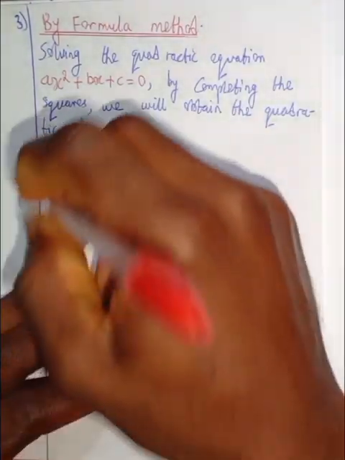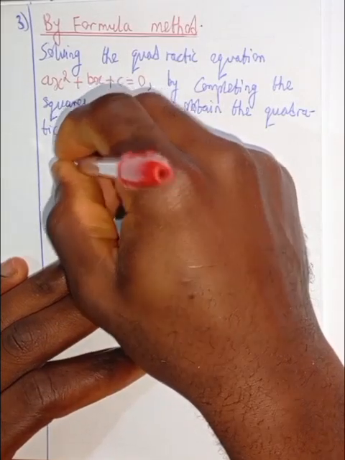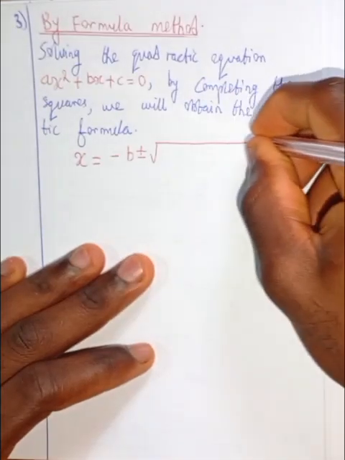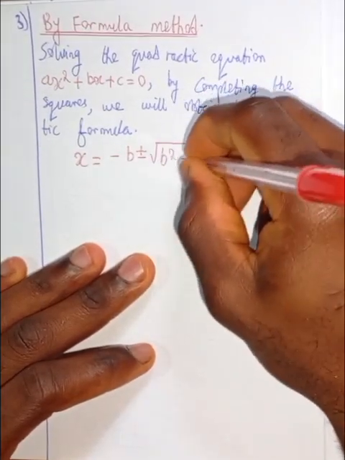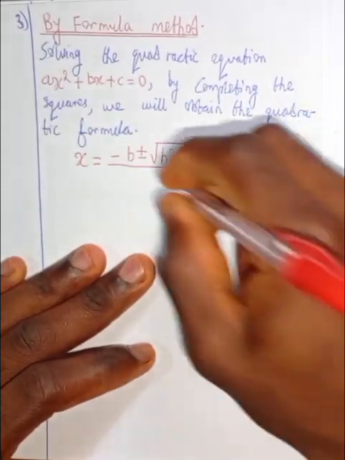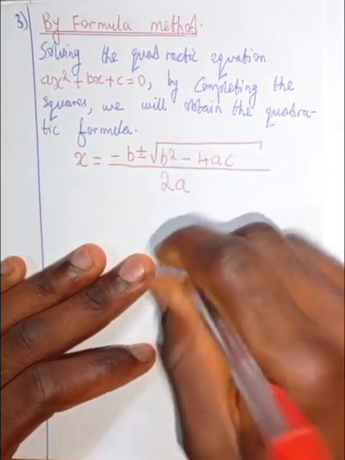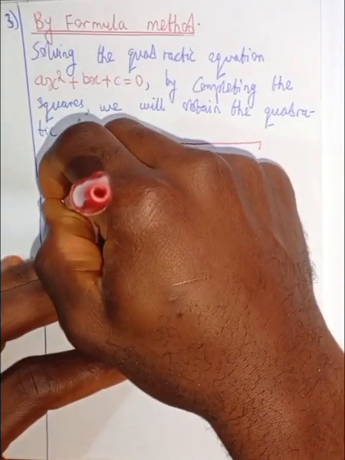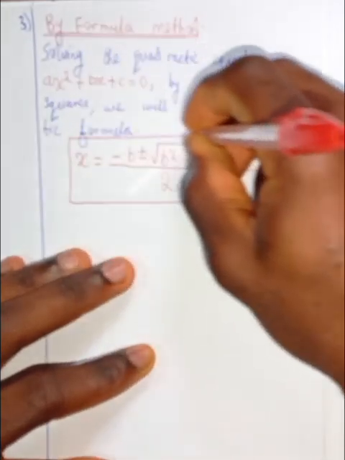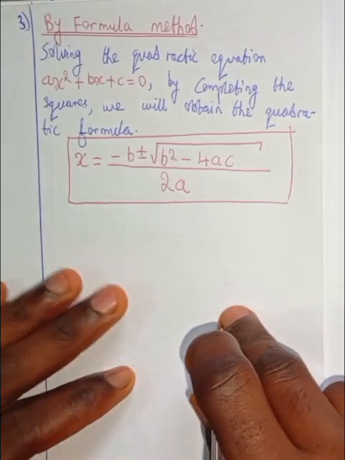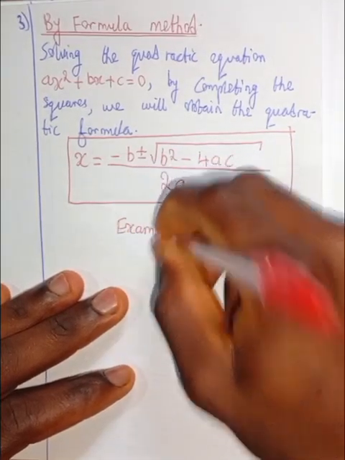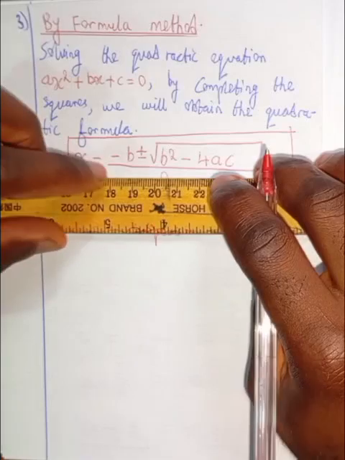I'll write down the formula with a red pen. It is given by x equal to negative b plus or minus the square root of b squared minus 4ac. Then you divide all this by 2a. I will put the formula in the box. It's very important. You need to know this formula. Remember, we generated this formula under completing the squares method. Now we take examples. We are going to see how to solve quadratic equations by making use of this formula.